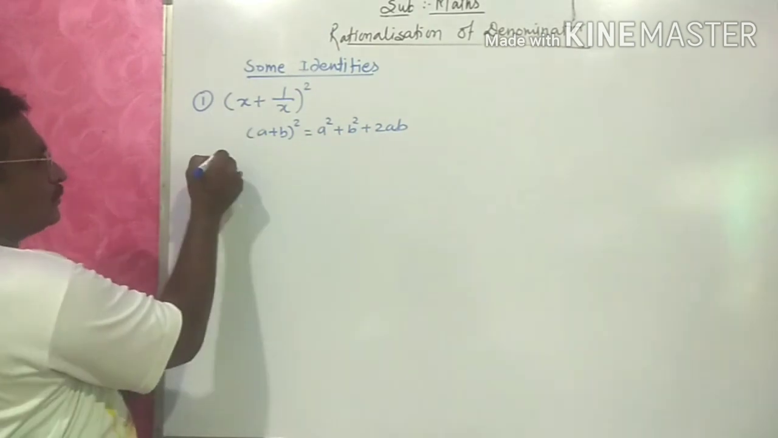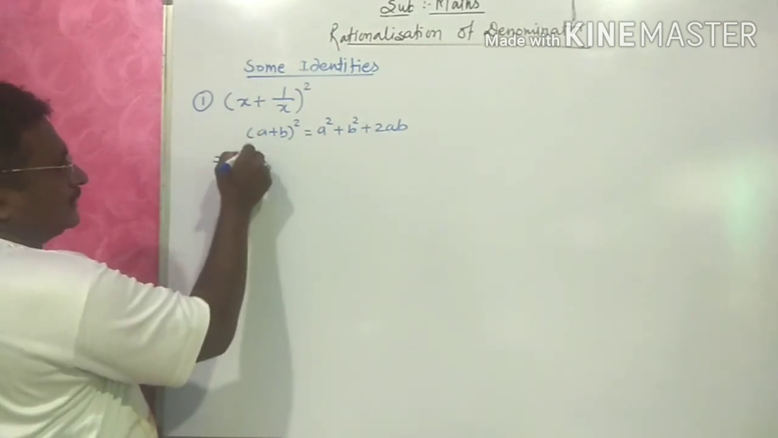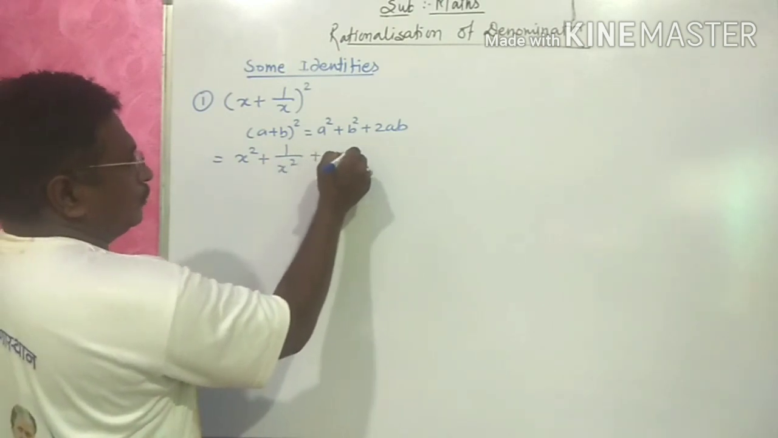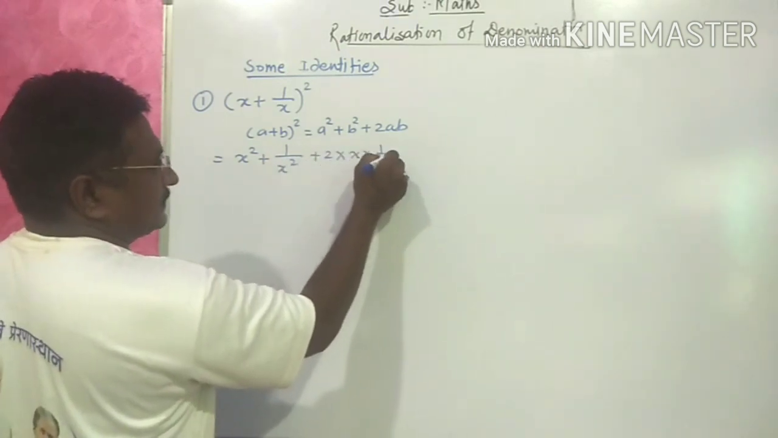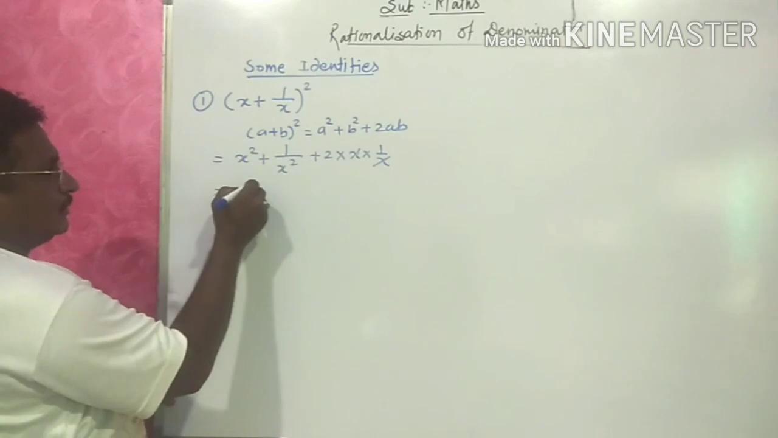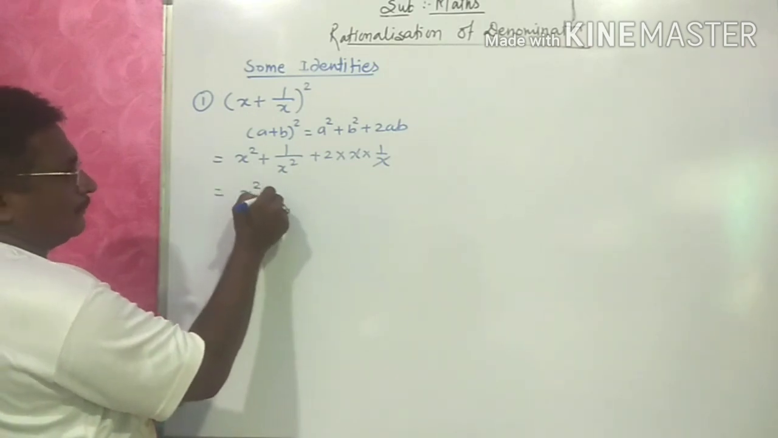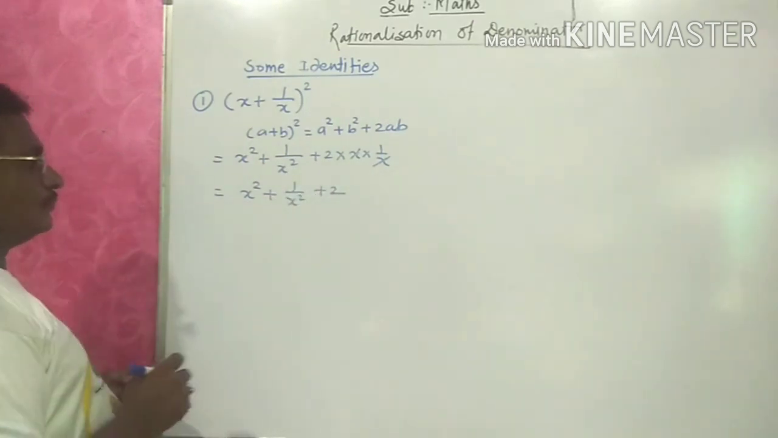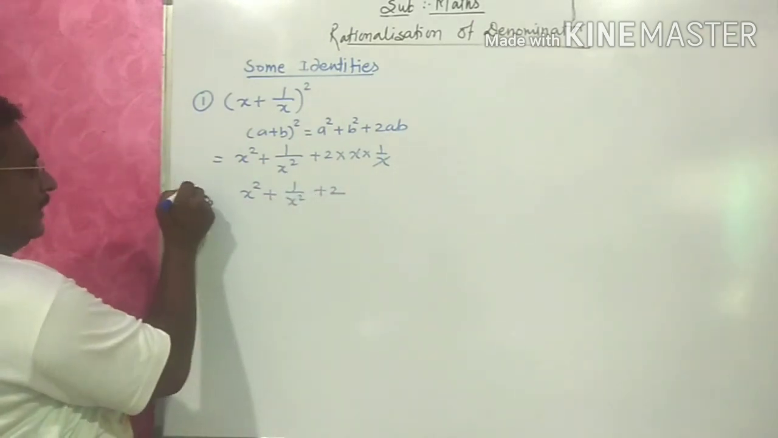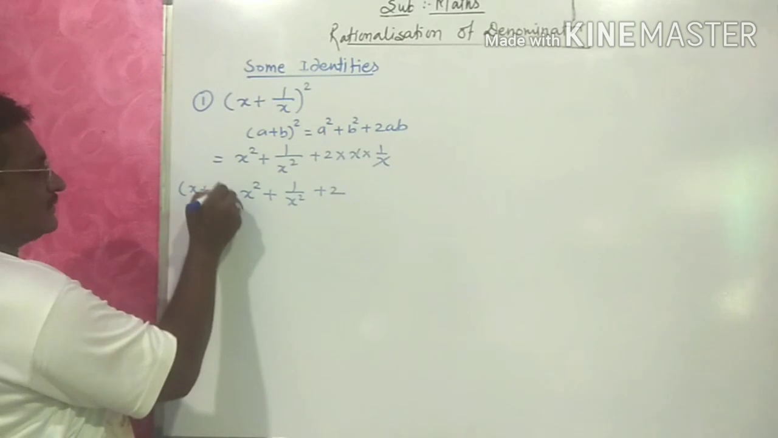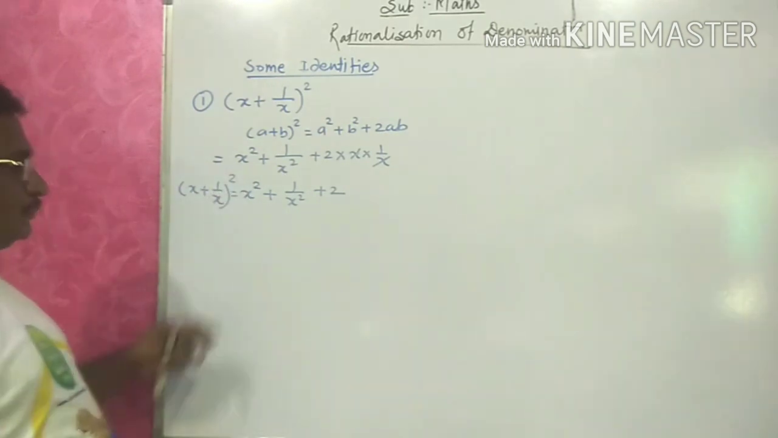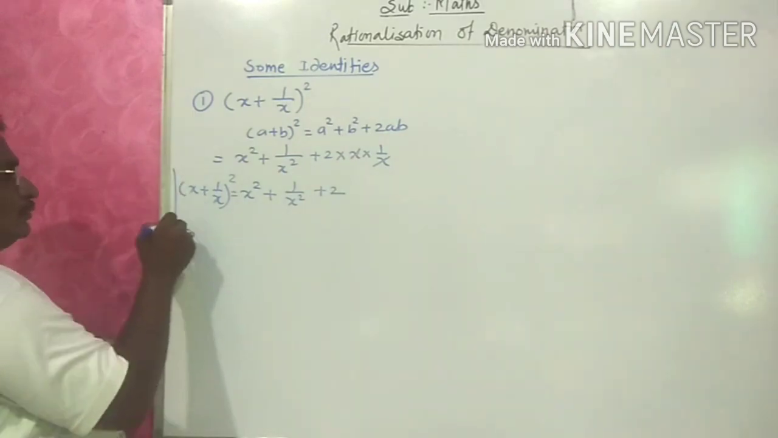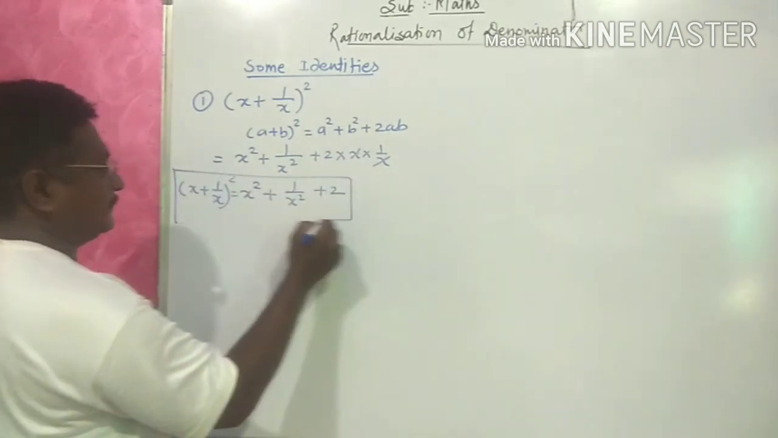So now here also the same identity we will use. x square plus 1 by x square plus 2 into x into 1 by x. So x cancels. What will we get? x square plus 1 by x square plus 2. So here x plus 1 by x whole square equals x square plus 1 by x square plus 2. So this is the identity.